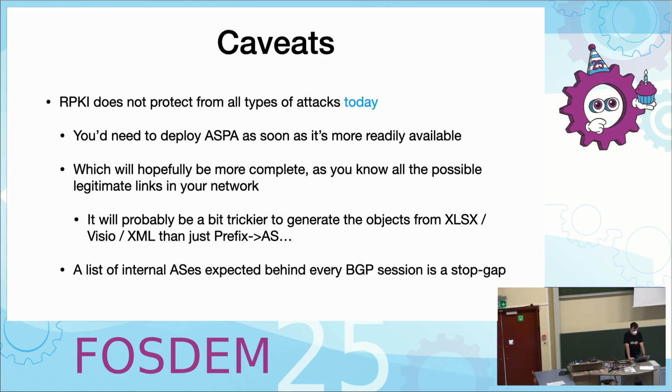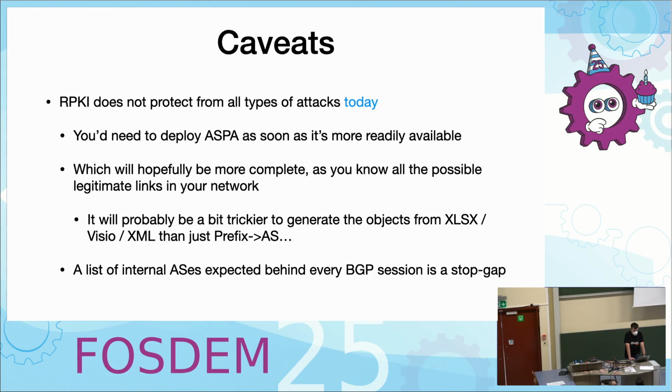In the meantime, if you don't have ASPA, if it's not supported by your software, then what you can do is just have a list of route maps or prefixes of all the ASs behind the BGP session. And this should be good enough, depending on your network design, of course.